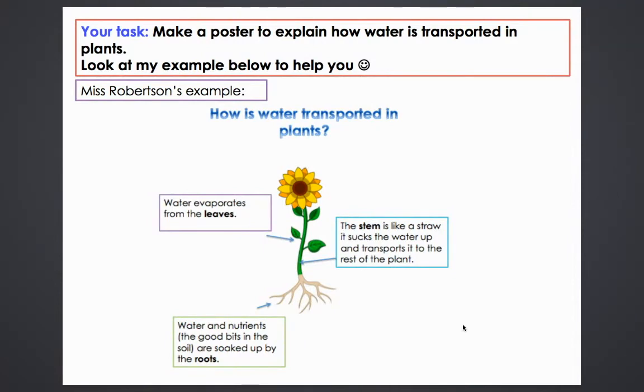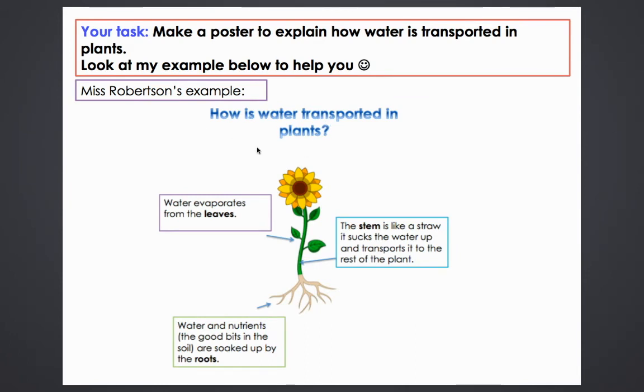What I want you to do is make a poster to explain how water is transported in plants. And this is my example here. Now I used my computer to do it. You don't have to use a computer at all. You can just use your pens, your pencils, your crayons, whatever it is you've got at home.